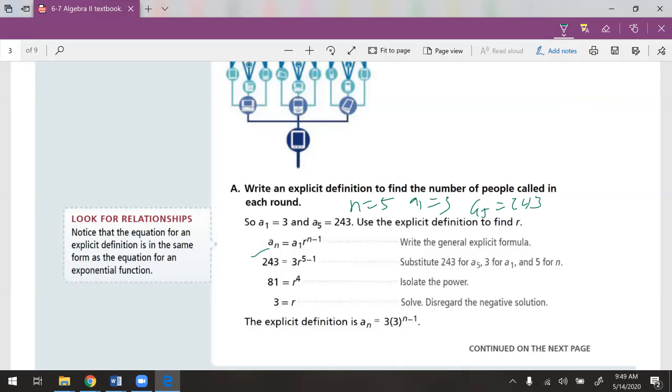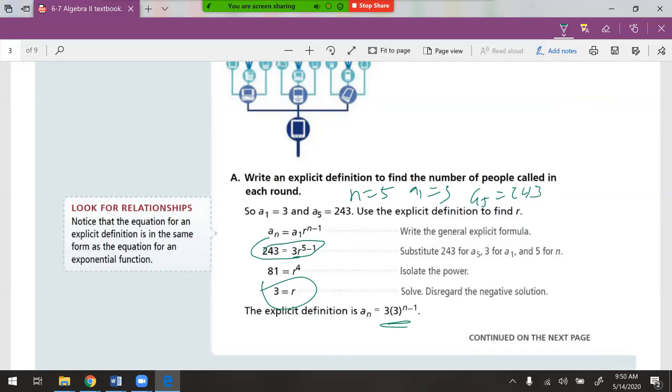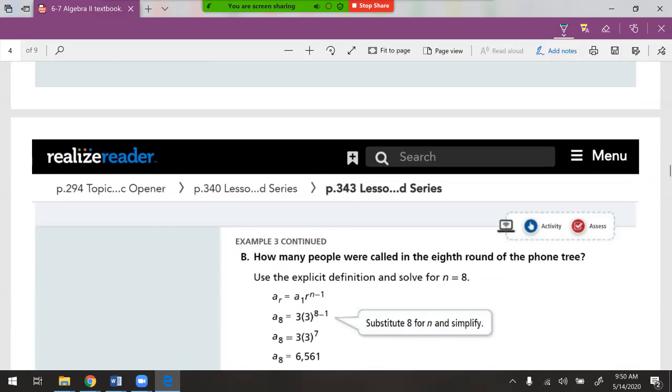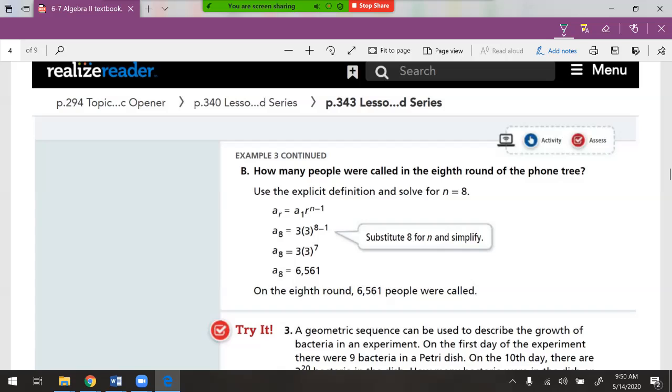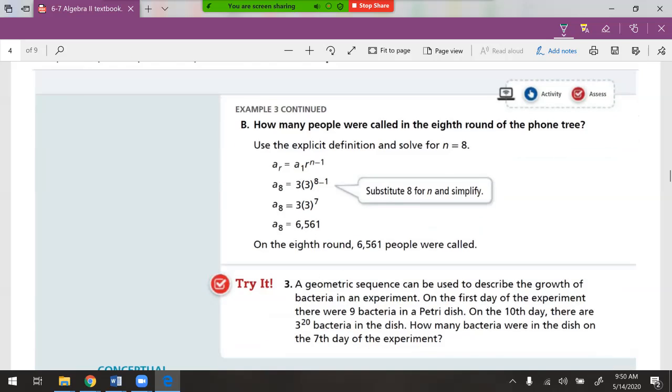So I'm using that information to find the value of the base, and then I cubic root it, or sorry, 4th root it, I get 3. So then we have our equation right there, okay? Once we make our equation, how many people were called in the 8th round? Just plug in 8 for n, and we have it.